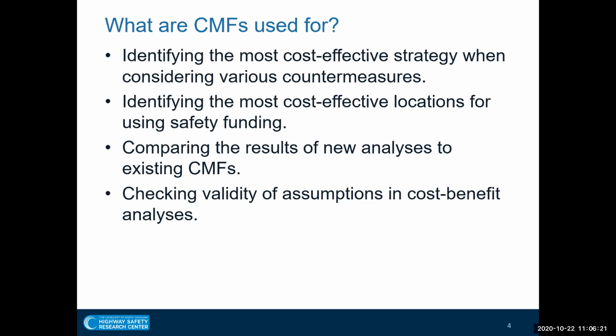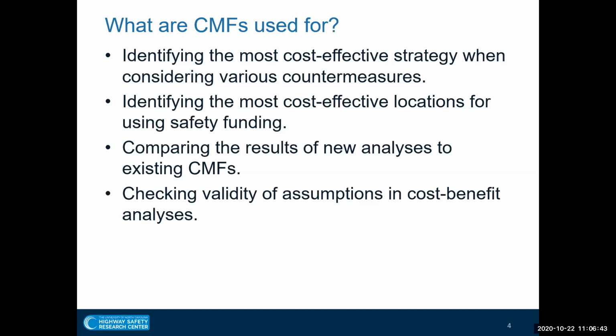This is done because CMFs can indicate which countermeasure will have the greatest impact on decreasing crashes. The second way researchers and practitioners can use CMFs is in identifying the most cost-effective locations for using safety funding. CMFs can assist practitioners by helping them determine where to deploy countermeasures in order to yield the most crash savings.